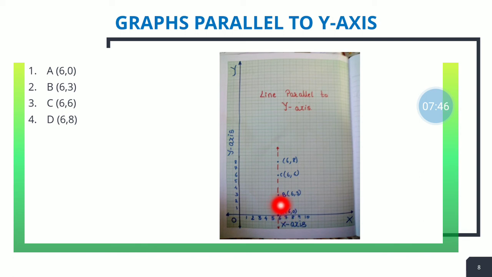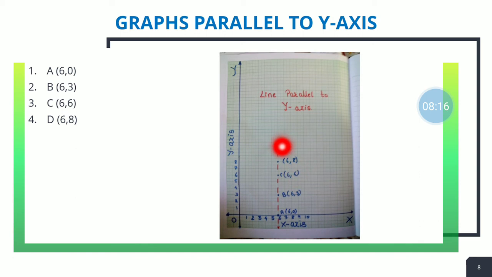B is 6 comma 3. So from 6, I have to move towards my right 6 and up towards 3 units. So 6 comma 3 is over here. C: 6 comma 6. So again 6 and over here up 6. So 6 comma 6 is over here. And D: 6 comma 8. So x is 6 and y is 8. So all numbers are positive, so it lies in the first quadrant only.